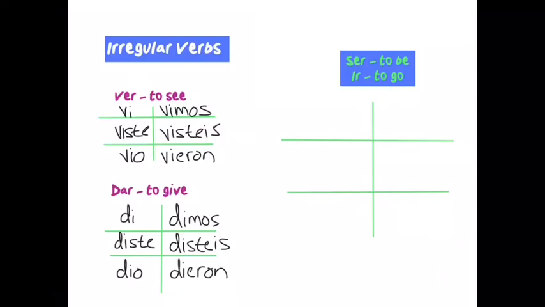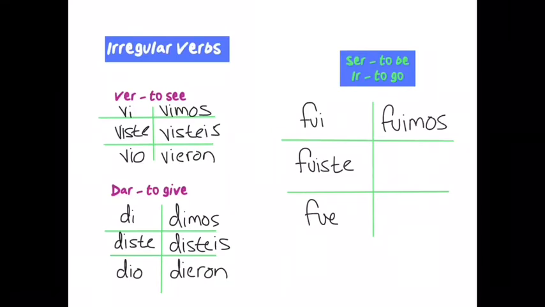So if we move along from these two verbs, next we've got ser and ir. They have the same exact conjugation. Fui, fuiste, fue, fuimos, fuisteis, and fueron. Again, no accents, and we need to memorize the spelling. Now, how do you know which is which? Well, in context, you need to decide, oh, is this a case of ser, or is this a case of ir, to go?